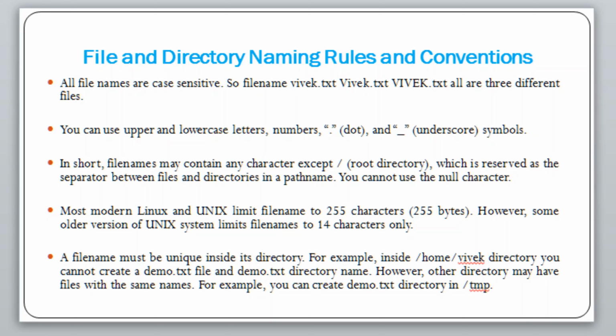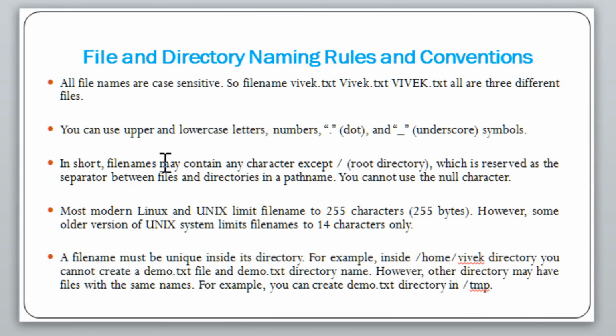Alright, so we've seen how to navigate the file system. Let's go ahead and talk about how files and directories are named. All file names are case sensitive, so vivek.txt in lowercase, Vivek.txt with a capital V, and VIVEK.txt in all capitals are actually three different files. You can use upper and lowercase letters, numbers, dots, and underscore symbols to name a file.